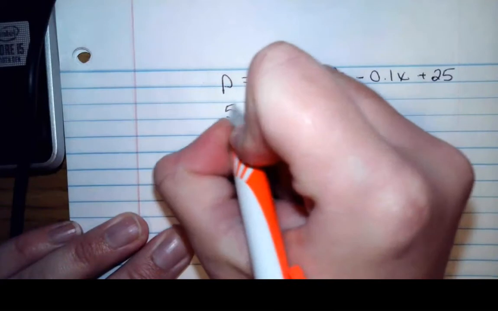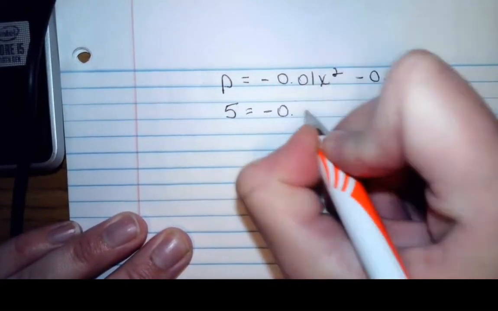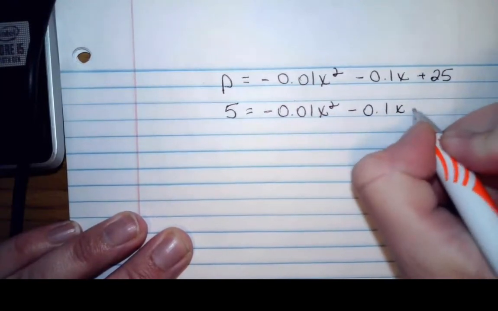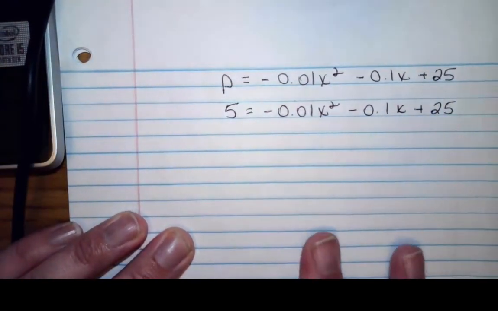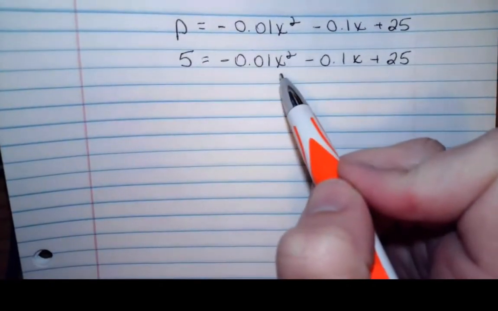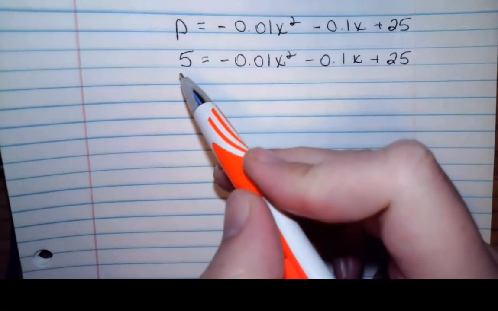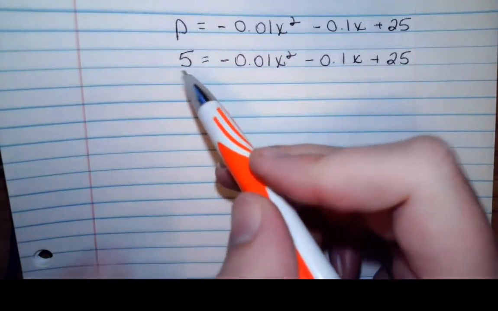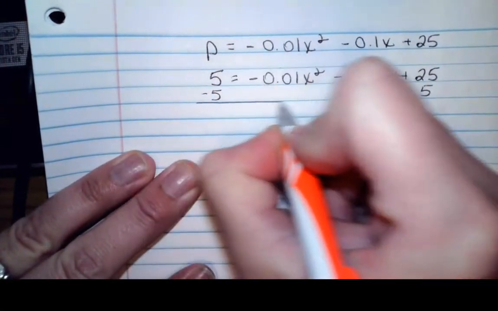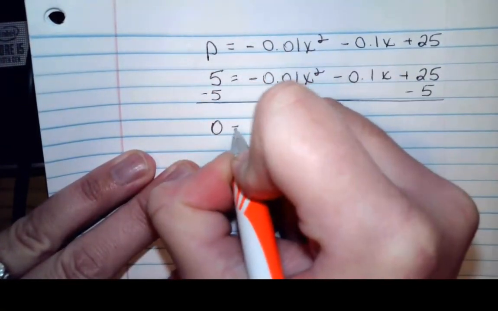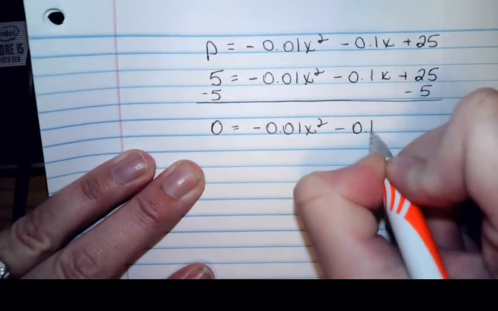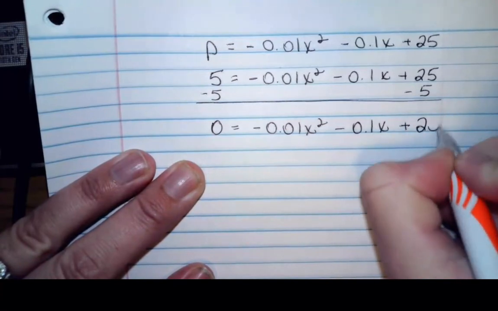So I know that P in this case is going to be 5, and that's going to leave me with the remaining part of the demand function. So what am I supposed to do with this? Notice that this is quadratic. So if I can set this equal to 0, I can solve by factoring. So I'm going to subtract 5 from both sides. And now I get 0 equals negative 0.01x squared minus 0.1x plus 20.